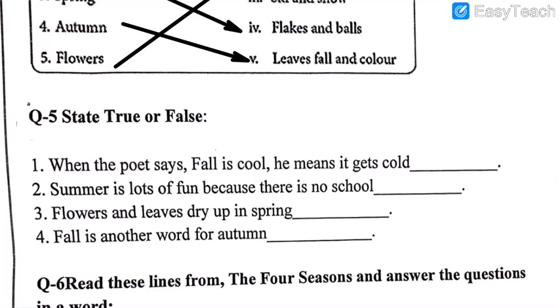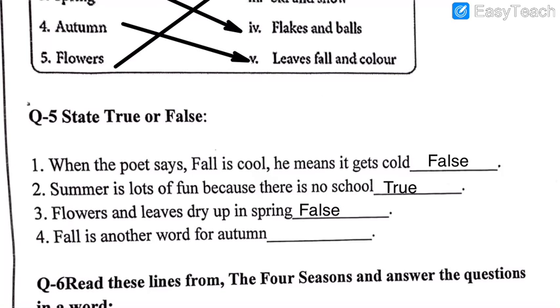Okay, so now please check your answers one by one. I'll be writing the answers. When the poet says fall is cool, it means it gets cold. Answer is false. Poet does not mean that it gets cold. It is not too hot, not too cold. Summer is lots of fun because there is no school. Answer is true. Flowers and leaves dry up in the spring. So, is it true? Answer is false.